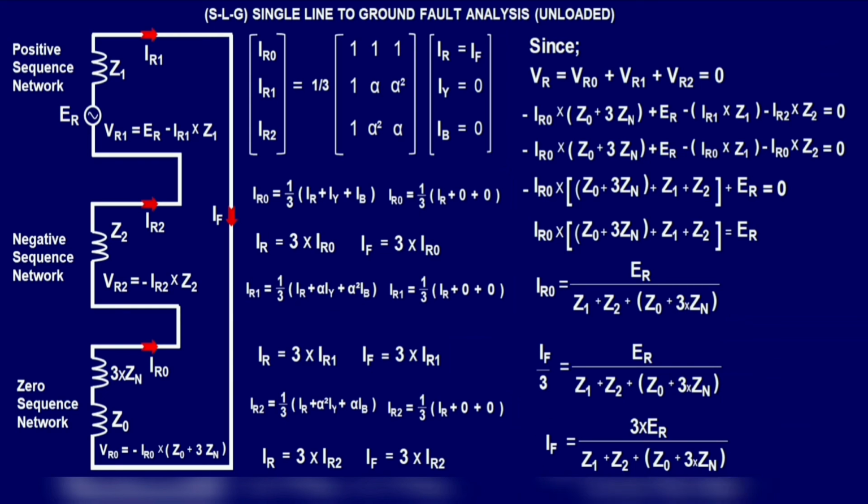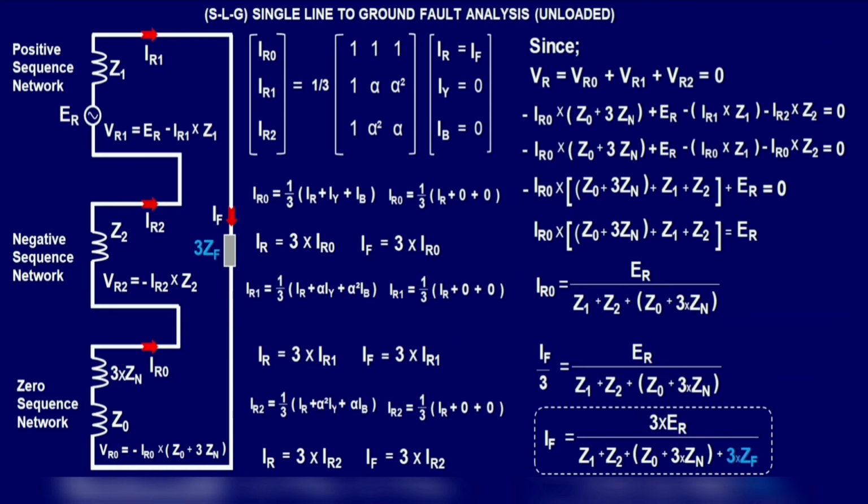So this is the final equation for the fault current when the system is unloaded. If the system is loaded, just add 3 times ZF, the impedance of the load.